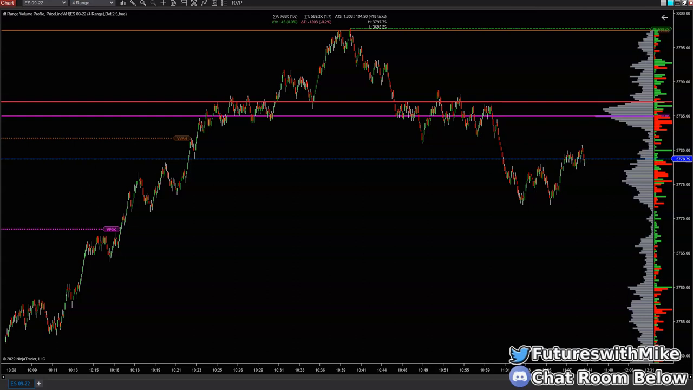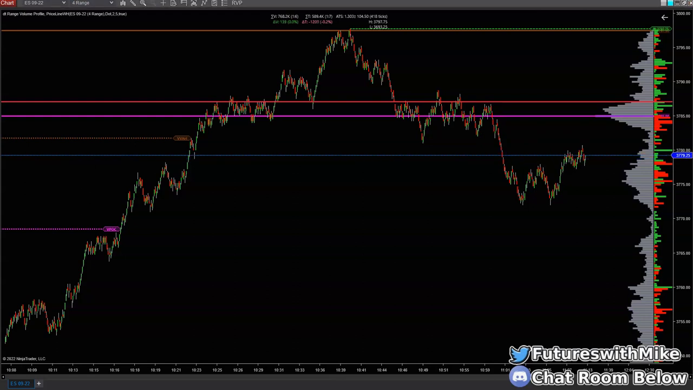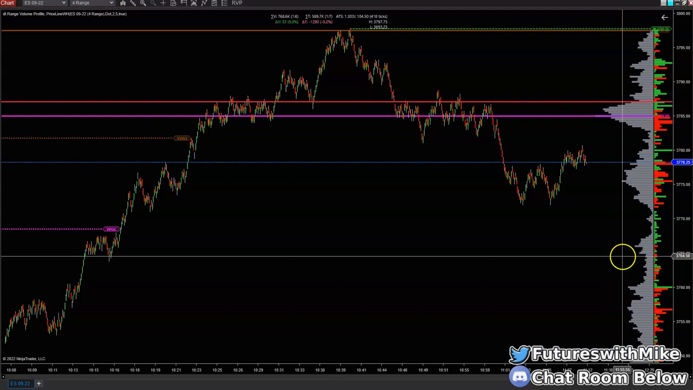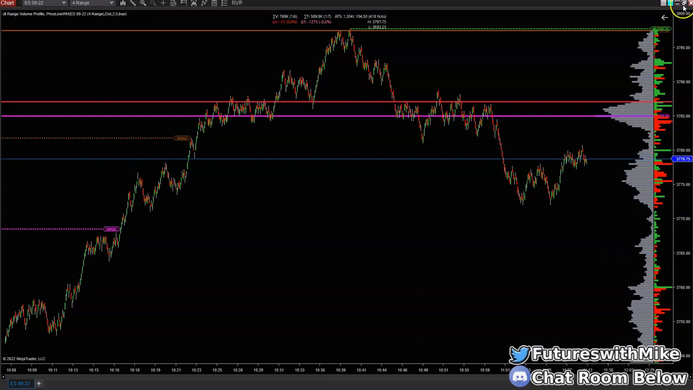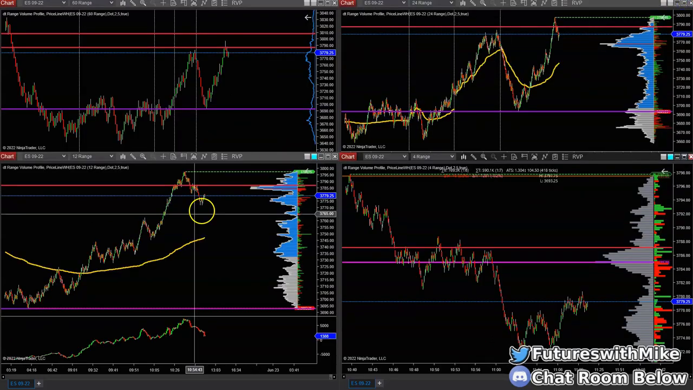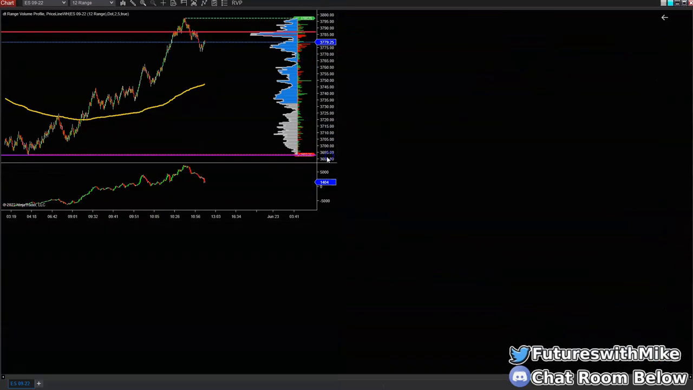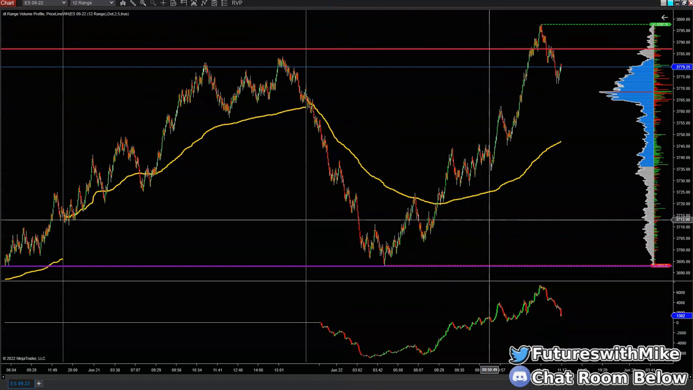On that trade, we had 22 ticks, picked up 11 ticks right there. So I'm up 33 ticks right now. Okay, all right, so that was a trade off the full range chart, because we're not getting too many opportunities off the 12 range right now.